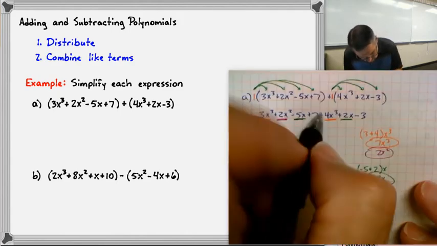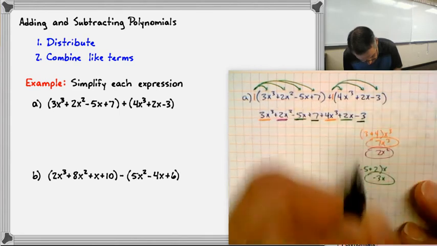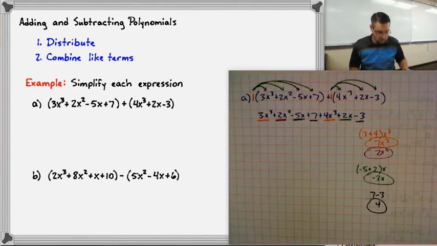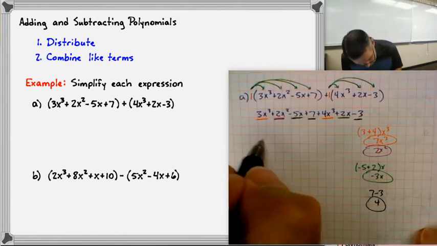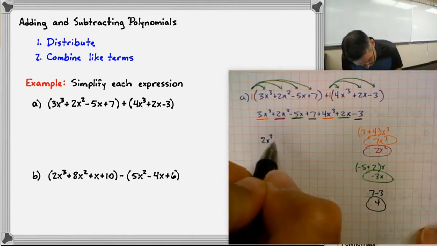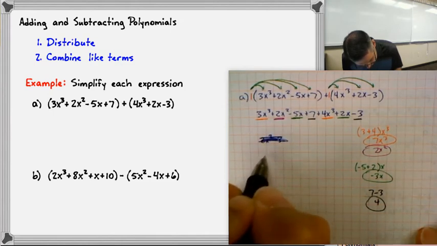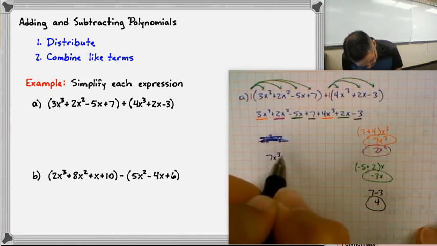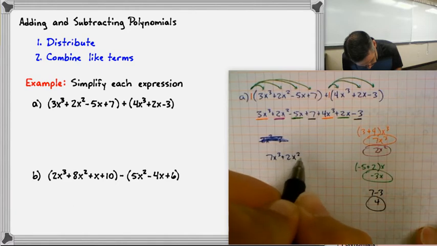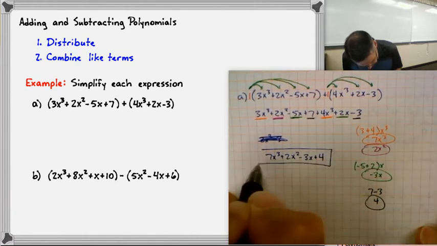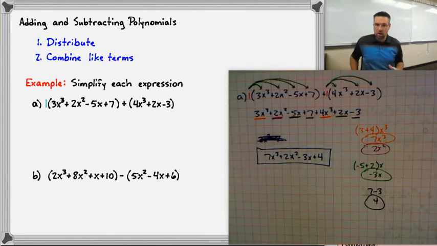And then our last terms are our constants. That's a 7 and a 3. So 7 minus 3 is 4. And so we can put all those together. Sorry, I got that wrong. I started off with the wrong one. I've got 7x cubed plus 2x squared minus 3x plus 4. And that is our answer for A.